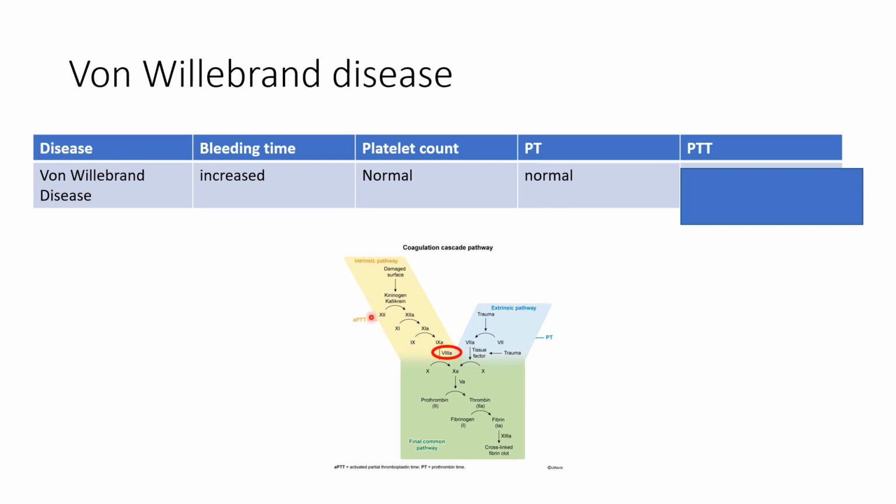PTT and APTT are synonymous. The A is just for activated, but if you say PTT, they're going to know what you mean. The PTT is what? Increased, normal, or decreased? It's prolonged. Increased. Why? Because von Willebrand factor, even though it's not part of the intrinsic pathway, it carries factor 8. And when von Willebrand is gone, factor 8 is decreased, intrinsic pathway is prolonged.